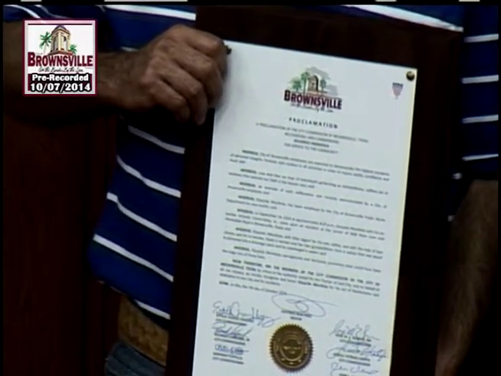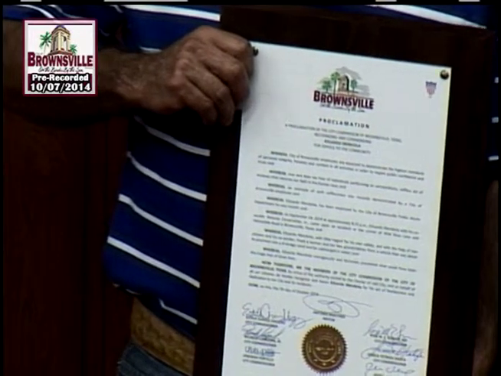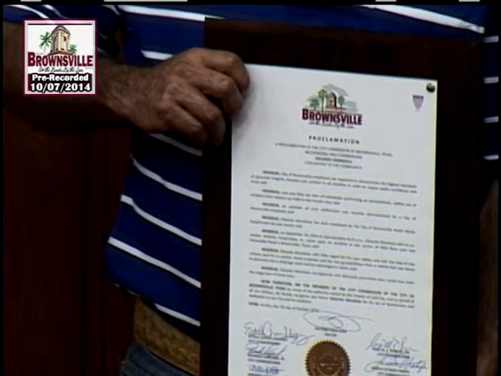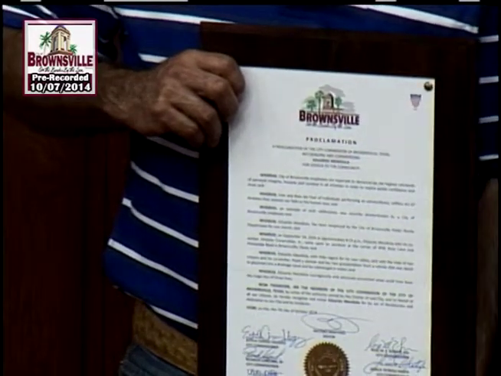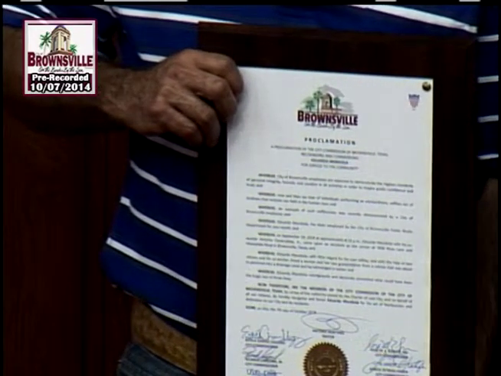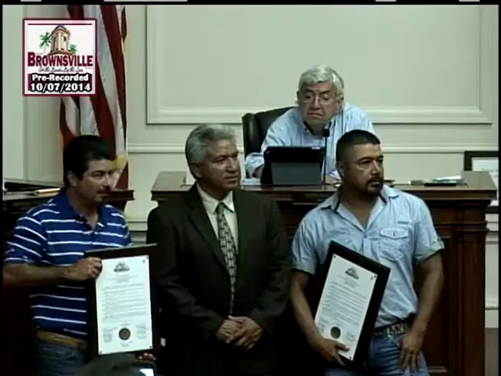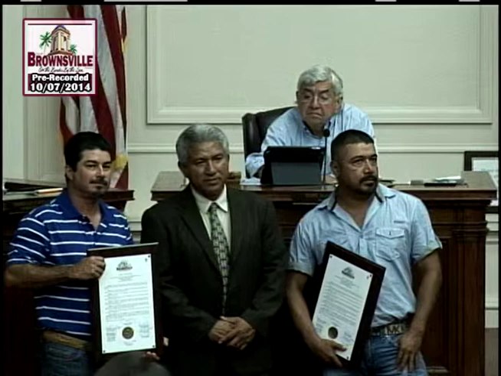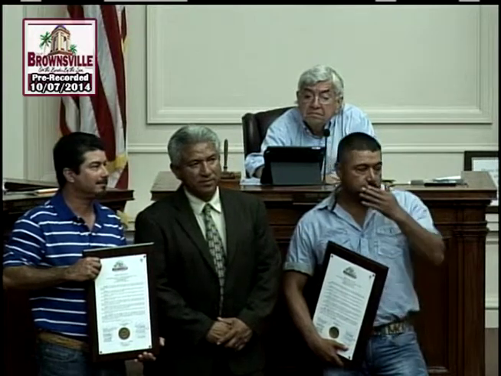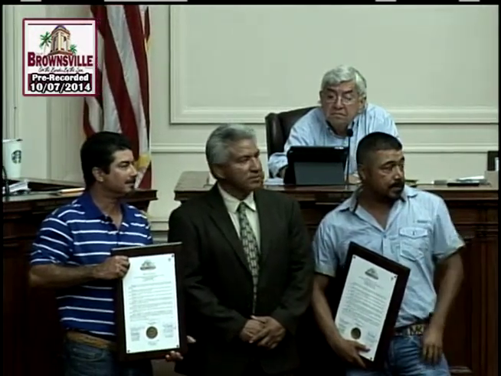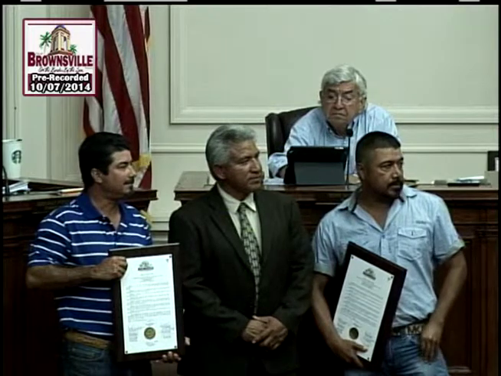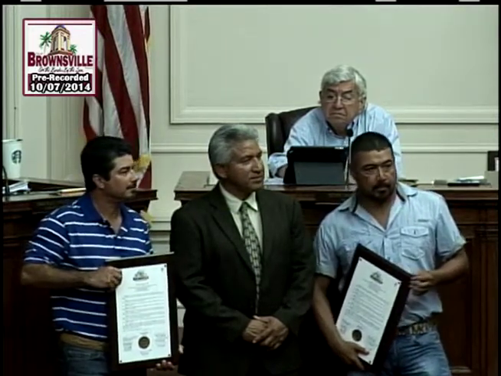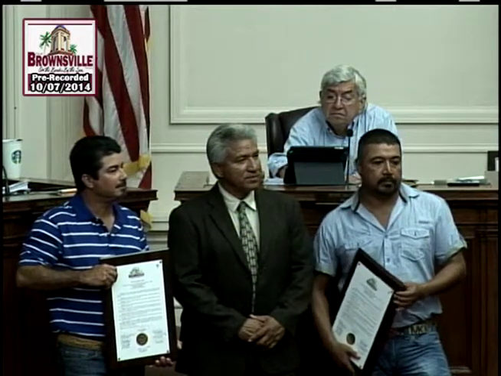And whereas Eduardo Mendiola and Antonio Covarrubias Jr., with little regard for their own safety, and with the help of two citizens, freed a woman and her two grandchildren from a vehicle that was about to plummet into a drainage canal and be submerged in water. And whereas Eduardo Mendiola and Antonio Covarrubias Jr. courageously and decisively prevented what could have been the tragic loss of 3 lives.